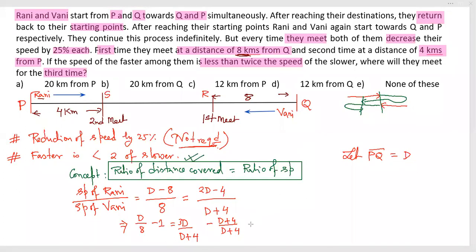After getting that arrangement, let me write the next step. D by 8 is equal to 3D by D plus 4. D gets cancelled, 24. So D is equal to 20. Easy calculation. D is equal to 20 kilometers. Total length 20 kilometers.